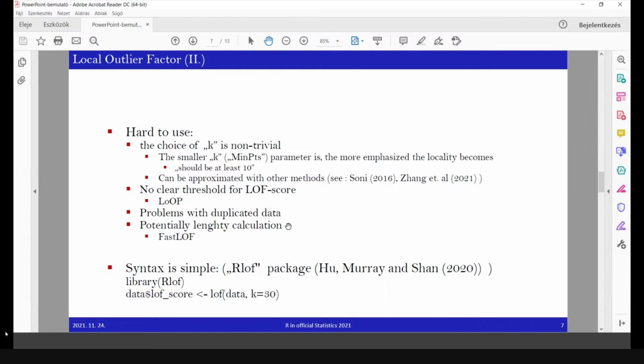And there is one more problem, the potentially lengthy calculation. So for very big databases, we need a lot of memory, and also for each data point we have to calculate a lot of these densities. So it's not that straightforward. For this, there is an algorithm called FastLOF, which can be applied. The syntax, in fact, is very simple. We can use the RLOF package, and we just have to put in the data and the K parameter, which we already had.